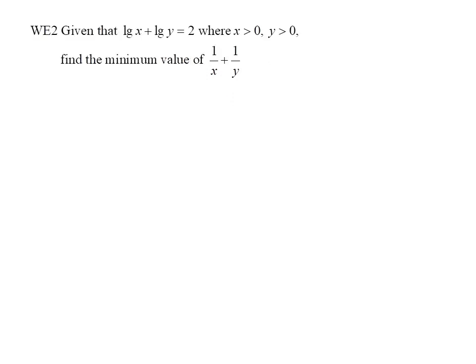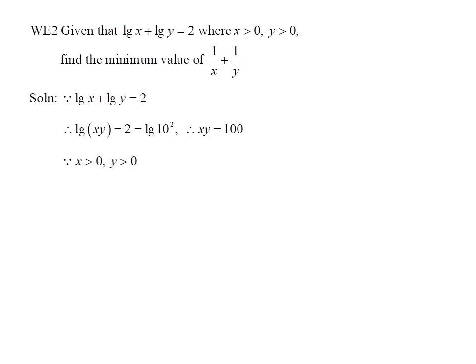The question in example 2 is to find the minimum value of 1 over x plus 1 over y, given that the common logarithm of x plus common logarithm of y equals 2, where both x and y are positive real numbers. Since common logarithm of x plus common logarithm of y equals 2, common logarithm of xy equals common logarithm of 10 squared. Hence, xy equals 100.